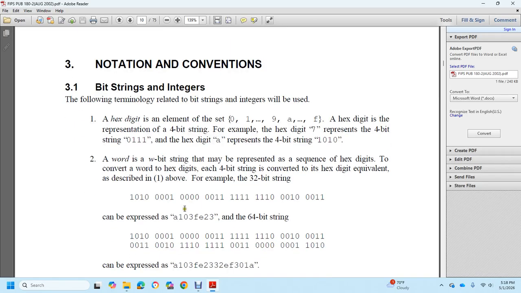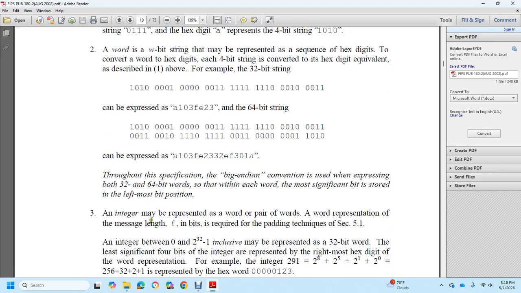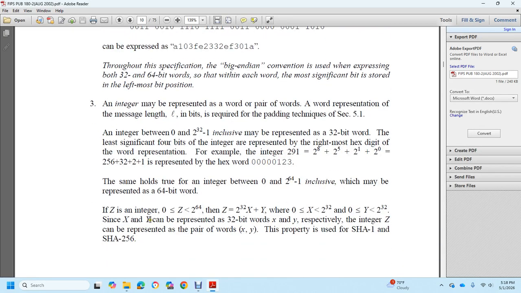For example, the 32-bit string 1010 0001 0000 0011 1111 1110 0010 0011 can be expressed as a103fe23, and a 64-bit string can be expressed similarly. The specification uses the big-endian convention when expressing both 32- and 64-bit words, so that within each word the most significant bit is stored in the left-most bit position. An integer may be represented as a word or pair of words. The representation of the message length, l, in bits is required for the padding techniques in section 5.1. An integer between 0 and 2^32 - 1 inclusive may be represented as a 32-bit word, with the least significant four bits of the integer represented by the right-most hex digit of the word representation.